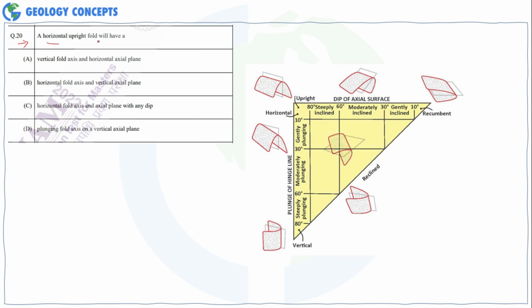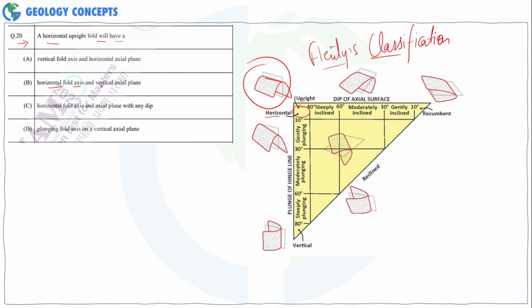A horizontal upright fold will have a, so you have this fold classification here. All of these have been taught in the class quite in detail, so I hope all of you might get it. So you have this horizontal upright fold somewhere here which looks like this, in which the axial plane is perfectly vertical and the fold axis is quite horizontal. So you can see, if you look at this horizontal upright fold, you can see the horizontal fold axis and vertical axial plane. Hence the correct answer here will be Bombay.